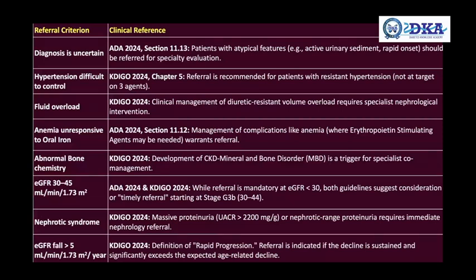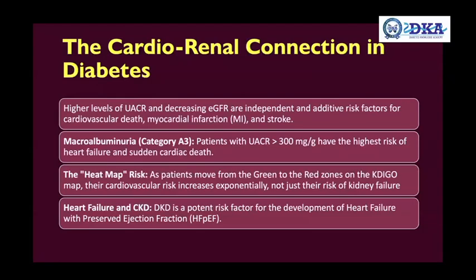And last, final word about the cardio-renal connection. If the patient is leaking albumin, the albumin is leaking in the vasculature. So higher levels of urine albumin creatinine ratio and decreasing eGFR are independent and additive risk factors for cardiovascular morbidity and mortality. Macroalbuminuria is the highest risk factor for heart failure and sudden cardiac death. In our heat map, if the patient moves from green to red or orange zone, the patient is at higher risk of cardiovascular morbidity.